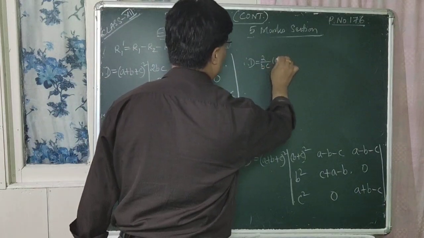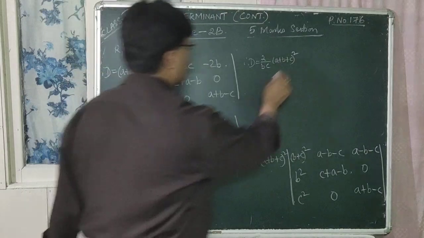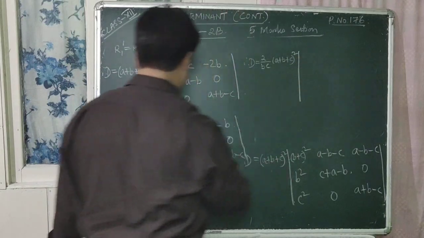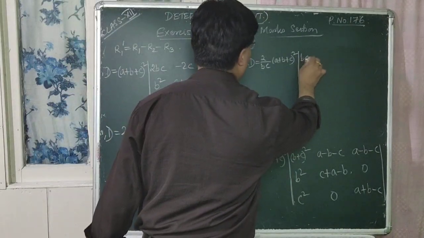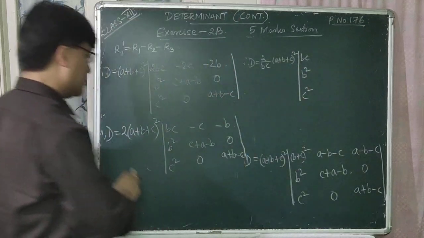So right now in the next step D is equal to twice divided by bc. Then write down a plus b plus c whole square, right? Now the first column remains the same, that is bc, this is b square, c square, right?